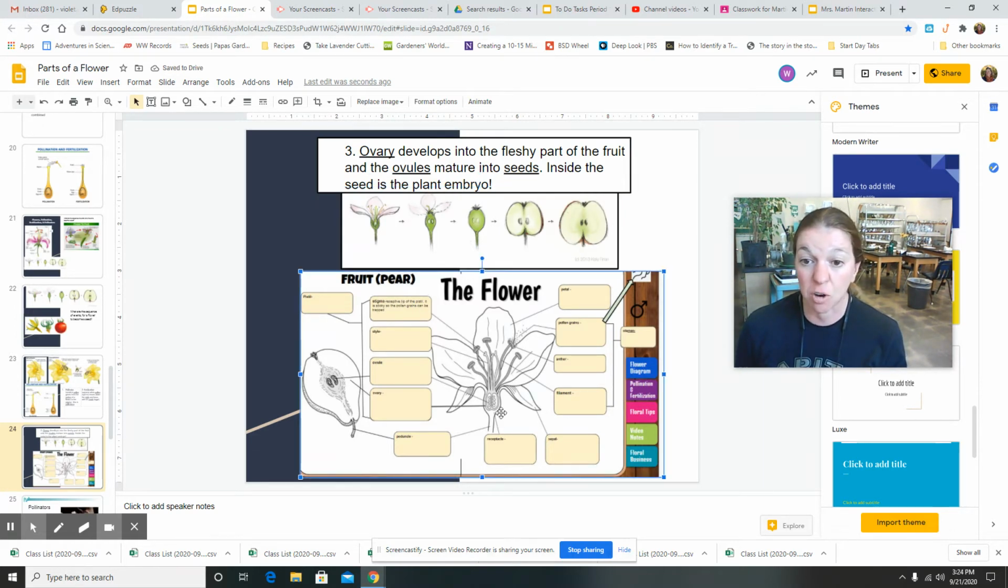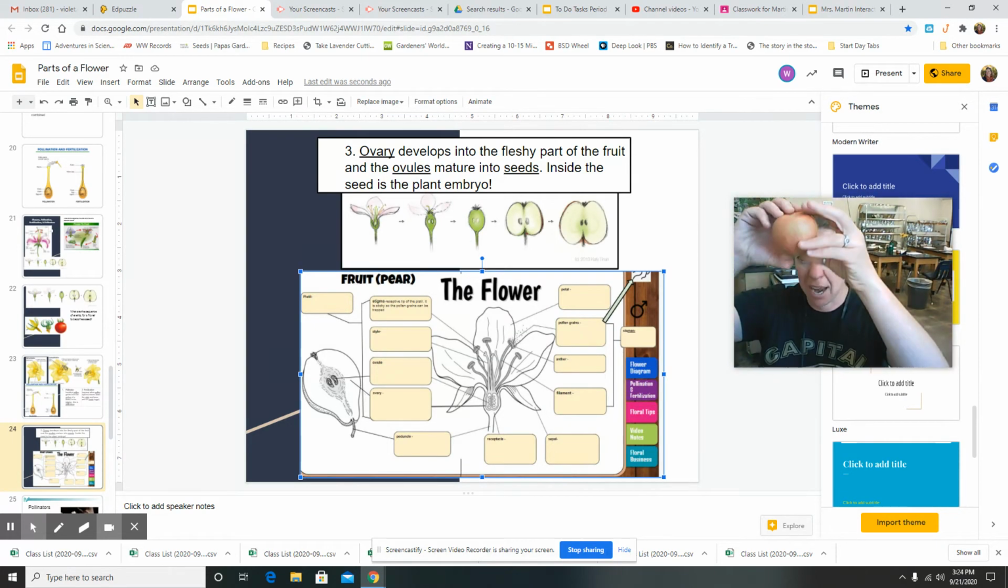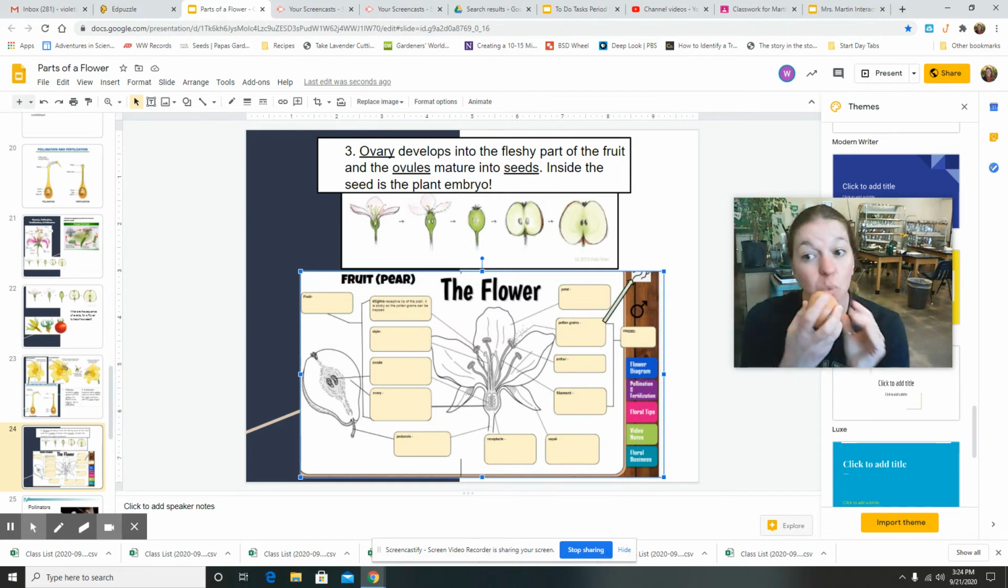Okay, and then in this flower diagram that you have in your notebook, it shows the ovary of the flower, and then it shows that same ovary of the flower becomes the fleshy part of the fruit. So whenever you take a bite out of an apple or a cucumber or an avocado or a pumpkin, you are eating the ovary of that plant.